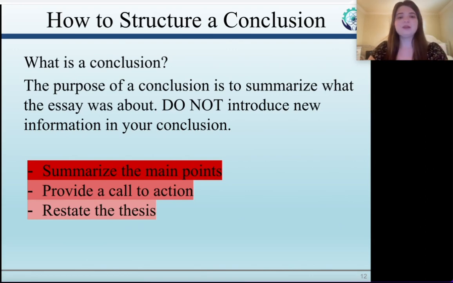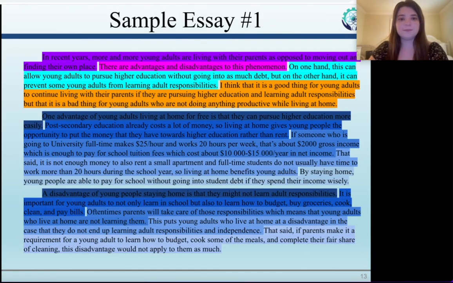Okay. So let's move on to the example. So here is sample essay one. This is the essay. So here's the introduction and the two body paragraphs that are about young adults living at home. Okay.